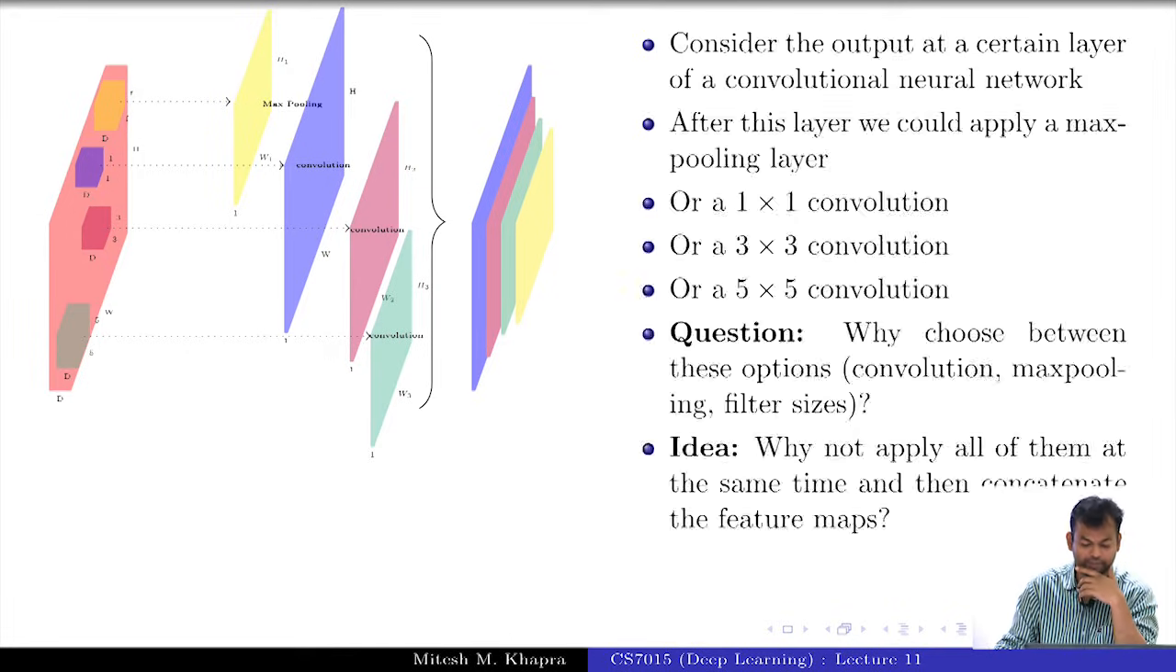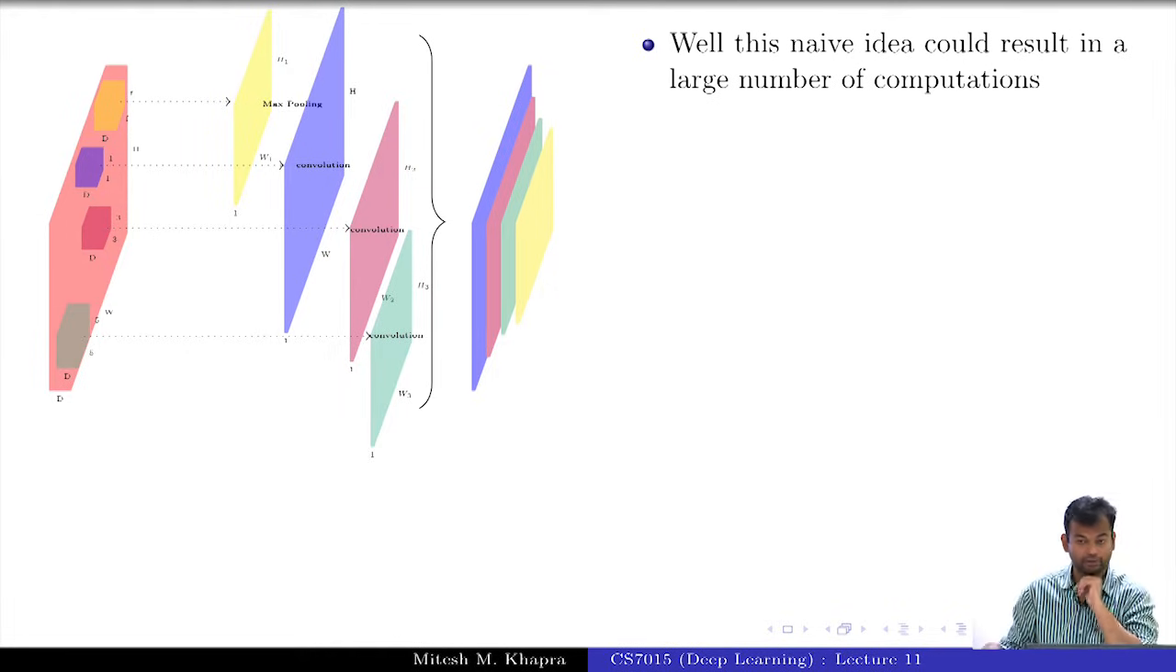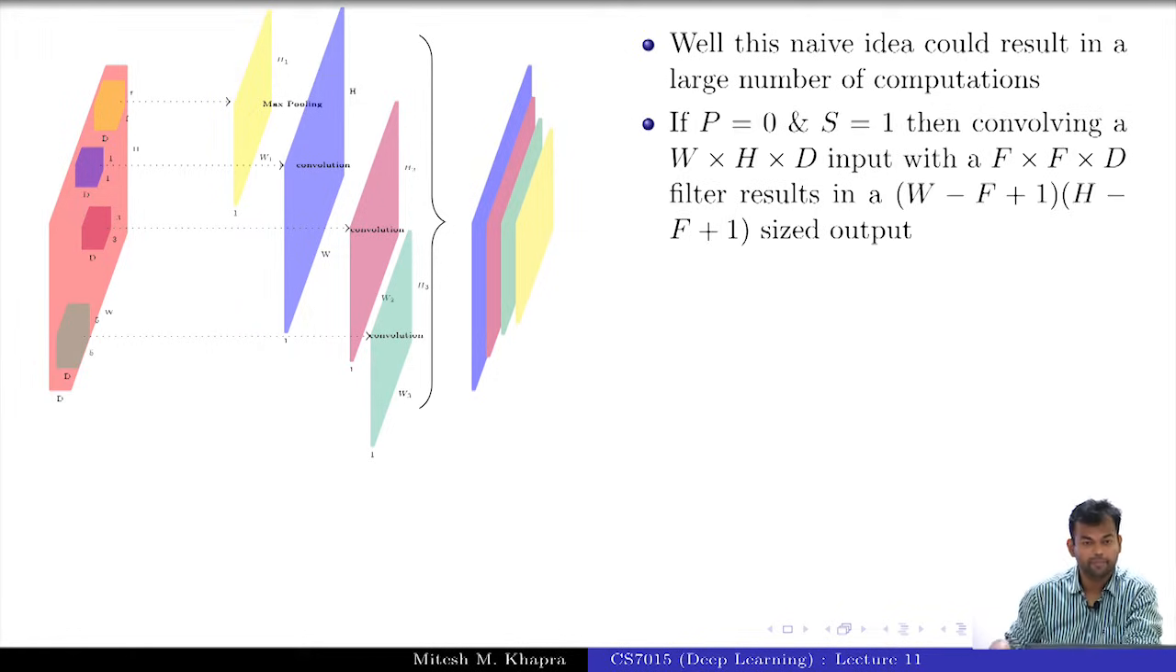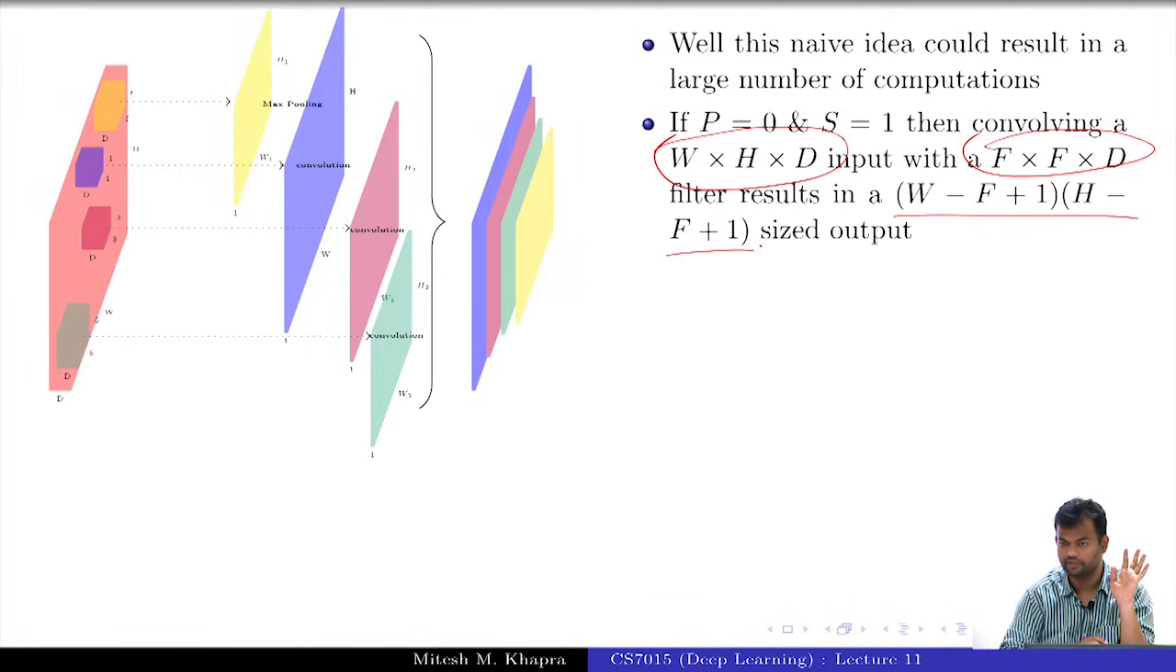Now one problem with this naive idea is that it could result in a large number of computations. So let's see what I mean by that. Suppose the padding is 0 and the stride is 1. If you have a W cross H cross D input as the volume, and an F cross F cross D filter, then the output would be of this size. We all agree with this? This is the formula that we have been looking at. So this is the size of the output volume.